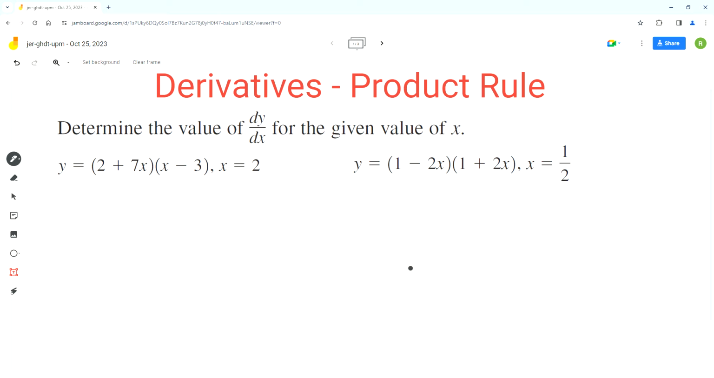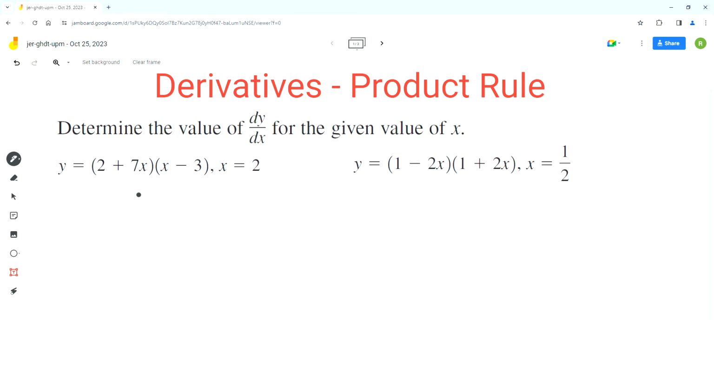So in this video, we'll find the derivative of these functions using the product rule. As per the problem, determine the value of dy over dx for the given value of x. So let's start with the first function on the left side. y equals (2 plus 7x)(x minus 3), and the given value of x is 2.